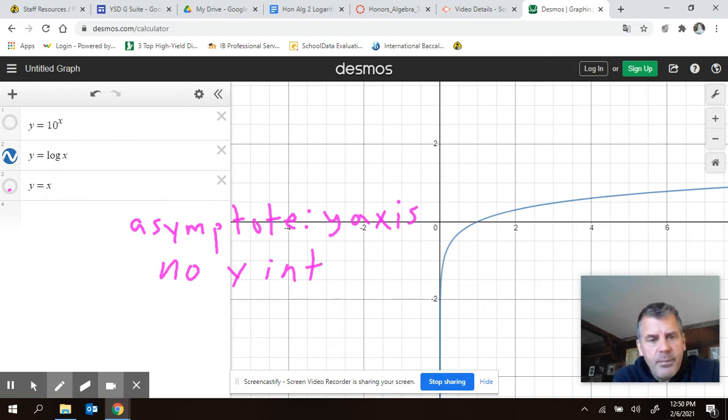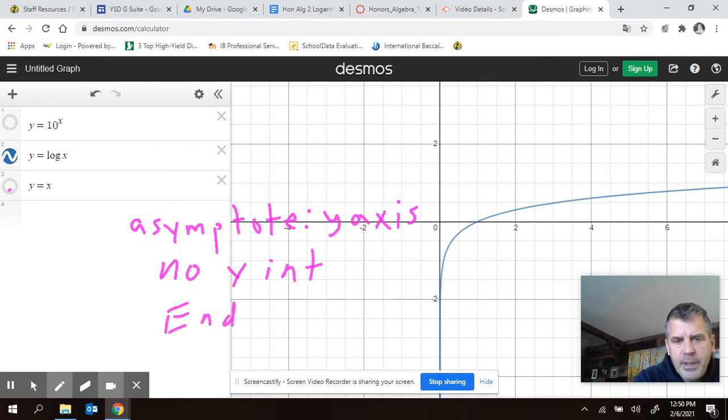What's its end behavior? Well, if we do our end behavior, remember you have to look both ways. As x goes to negative infinity, f of x, you see there, is taking off to negative infinity.